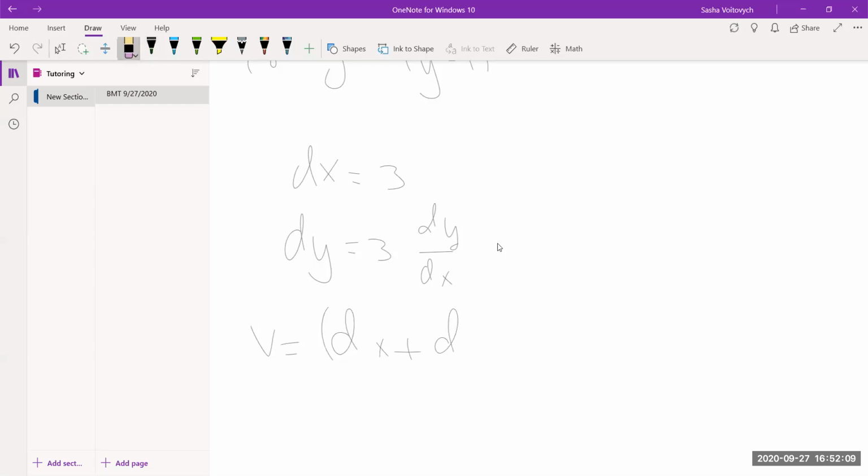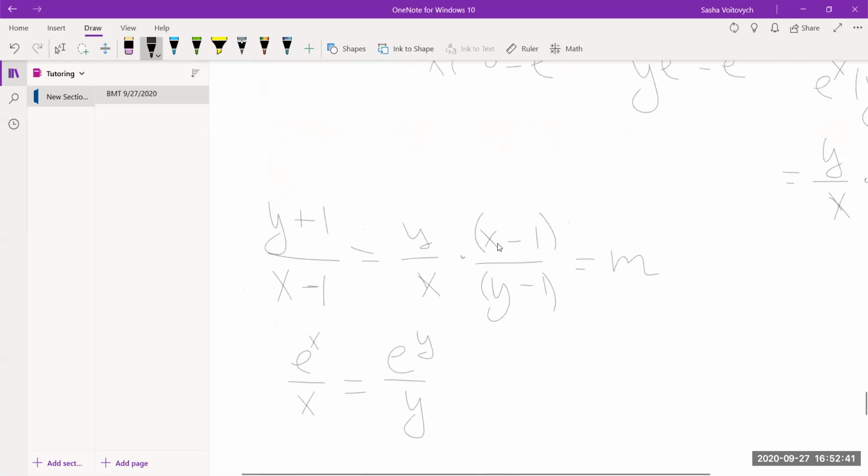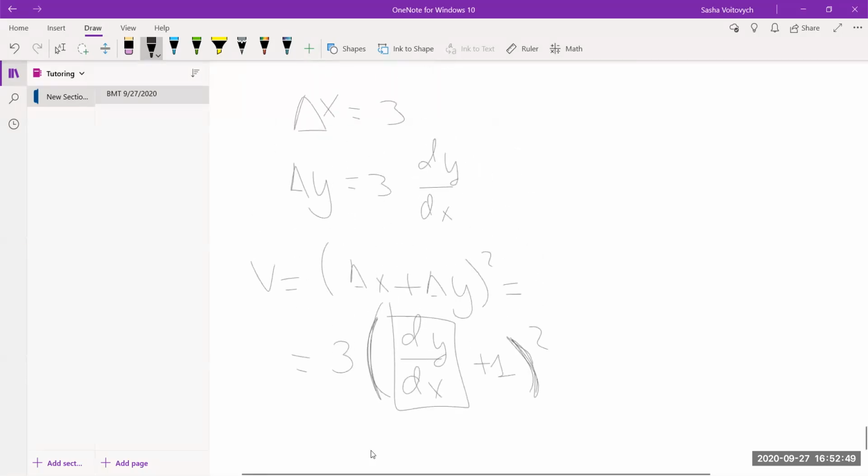And so the total velocity will be... this is actually delta x, not dx. This would be a proper notation. So the velocity will be the square root of the velocity over x squared plus the velocity over y squared. So this would be 3 over this, squared. So it is sufficient to find dy over dx to obtain the velocity that we're looking for.